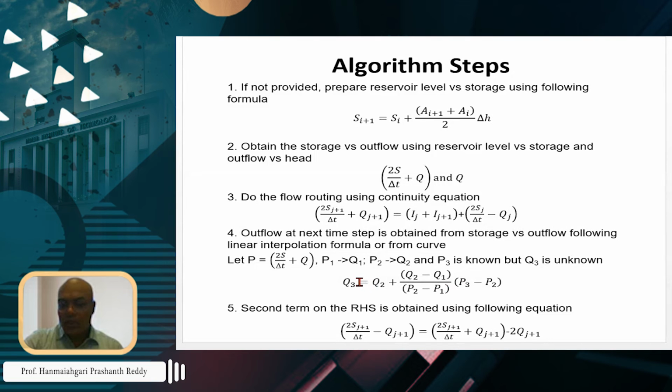So once Q3 is known, I mean the outflow at J+1 time is known, then for the next time step we need to know 2Sj by delta T minus Qj. That is obtained by 2Sj+1 by delta T plus Qj+1 minus 2Qj+1. So let's do one numerical example.